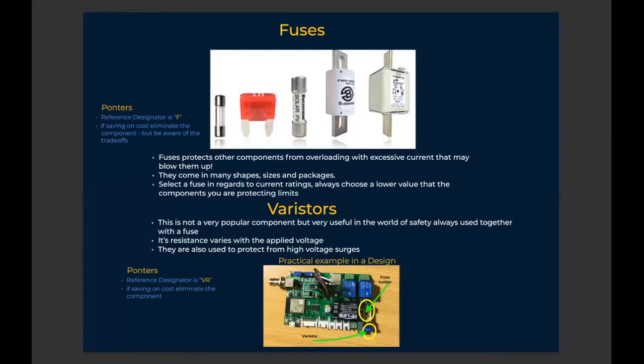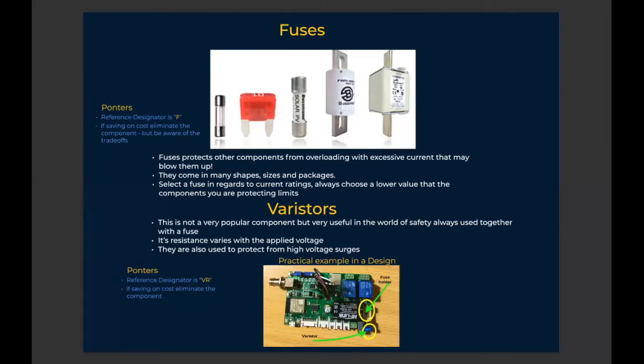So in most cases, you'll see me using it together with the fuse, because it has a way of increasing the current that flows through the fuse so that it blows very quickly when we have a short circuit or something of the sort. Its resistance varies with applied voltage. So that's why it has that behavior.